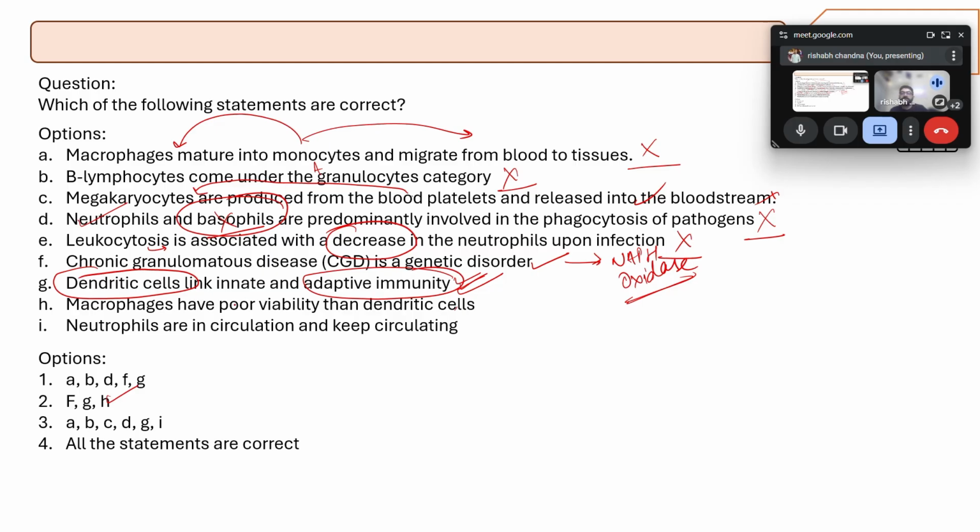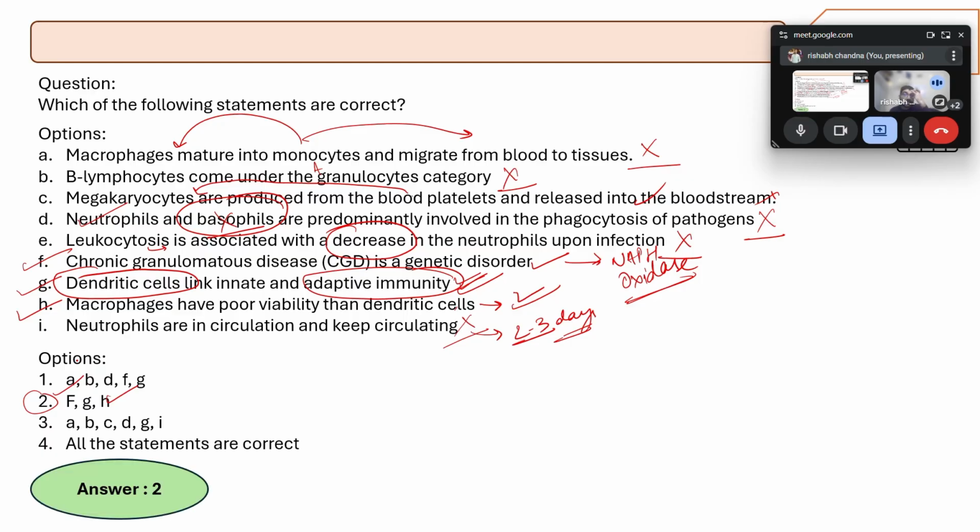Then macrophages have poor viability than dendritic cells in vitro. Yes, this is also correct. Neutrophils are in circulation and keep circulating. No, this is false because they have a lifespan of 2 to 3 days. Okay, so the correct options are F, G, and H. That is option number 2.